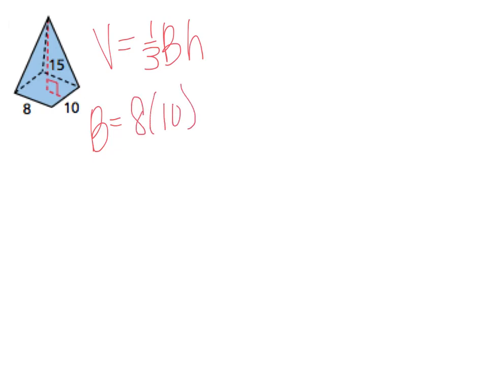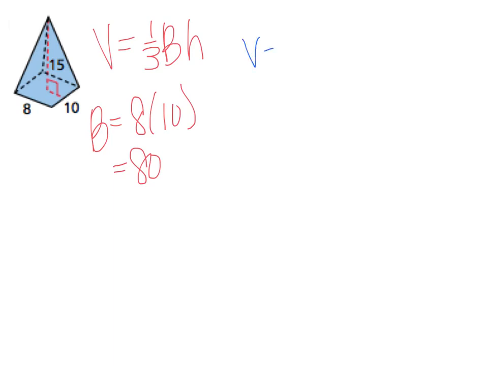I want to see if you can do this last one on your own. As I'm going through it, pause it every now and then and compare your answers to mine. Start off with volume equals 1/3 base times height. Identify your base. You should have said that your base is a parallelogram or a rectangle. So how do we find the area of a parallelogram or rectangle? See if you can figure that out. You should have done 8 times 10, or base times height, which gives you 80. See if you can figure out plugging in the next part of the formula.